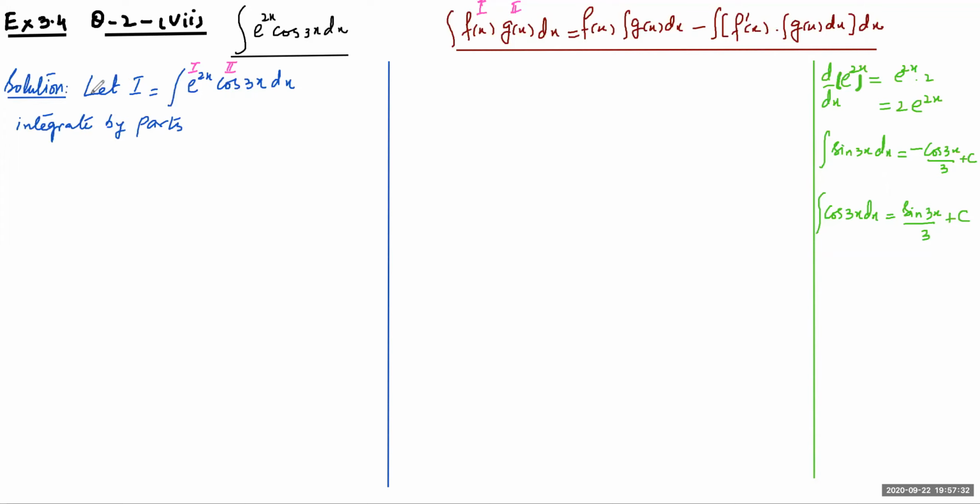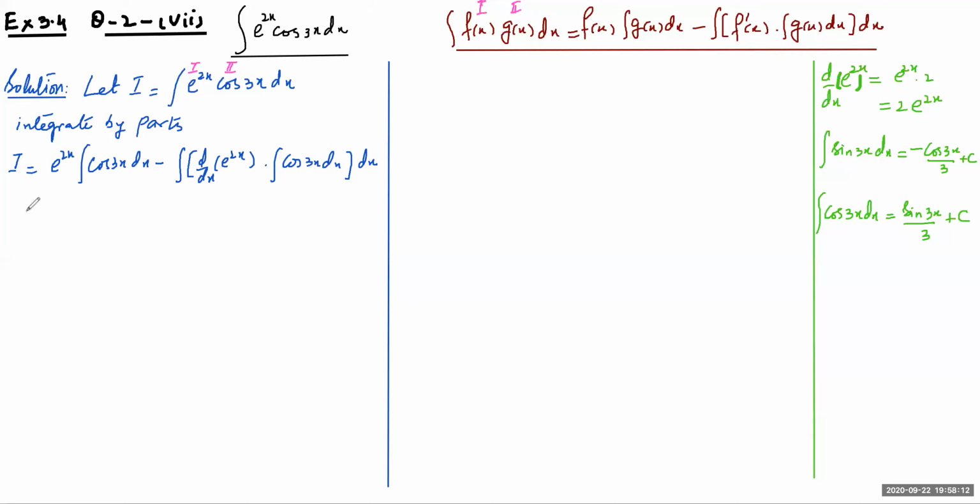Let's start the solution. Let's name the integral as I equals integral e to x cos 3x dx. We are going to perform integration by parts, considering e to x as first function and cos 3x as second. So let's perform integration by parts, and I get I is equal to first function constant integral of second minus integral, bracket starts, derivative of first function into the same integral cos 3x dx, bracket close, and I have a dx.